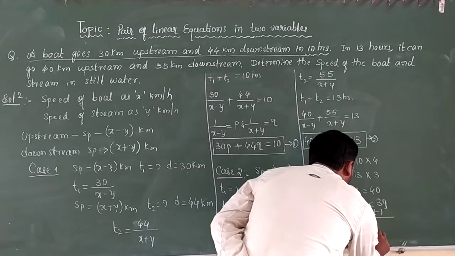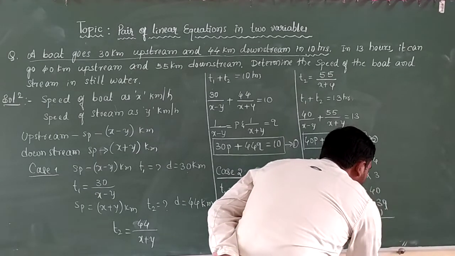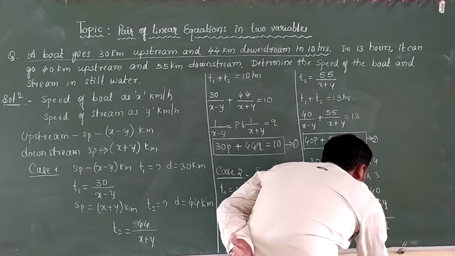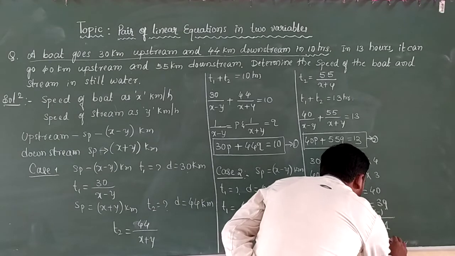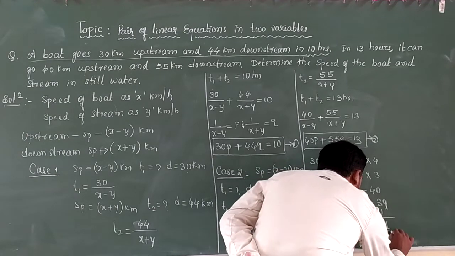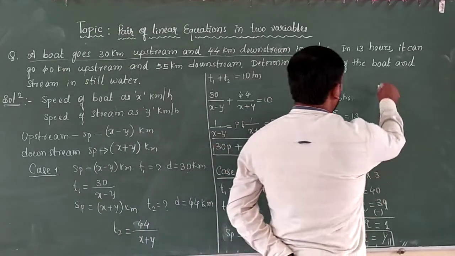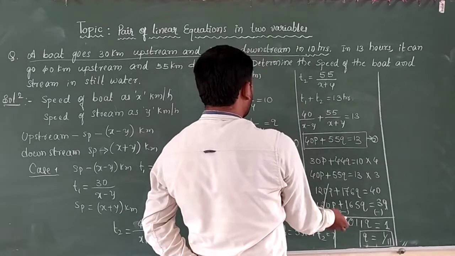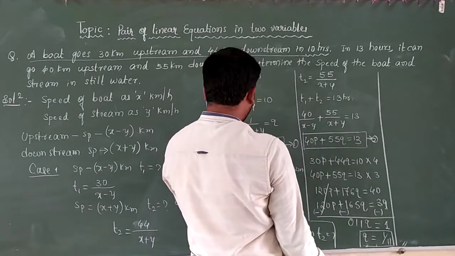So 11q is equal to 40 minus 39, it is 1. So q is equal to 1 divided by 11. Q is equal to 1 divided by 11, and to calculate p, substitute this value in any one of the equations, you will get the value of p.